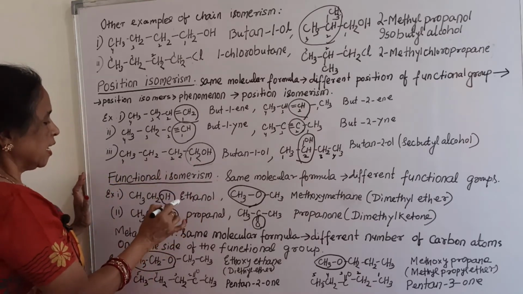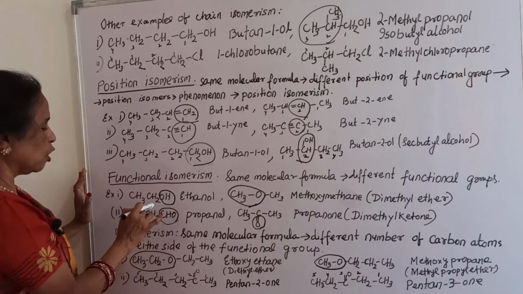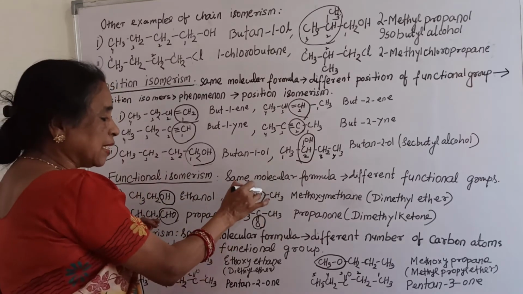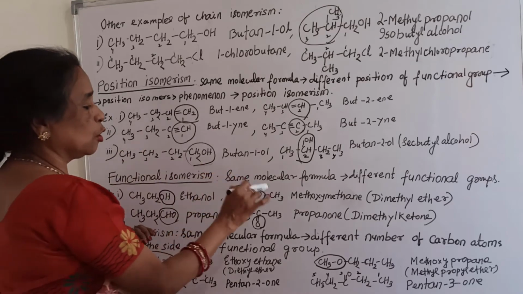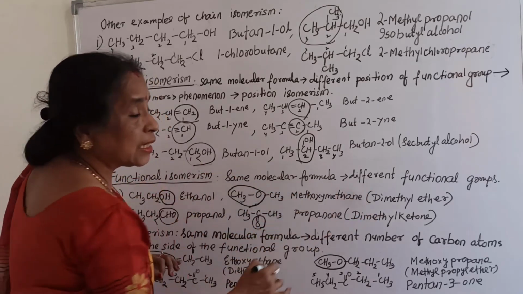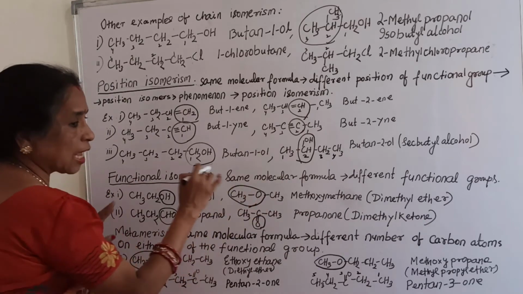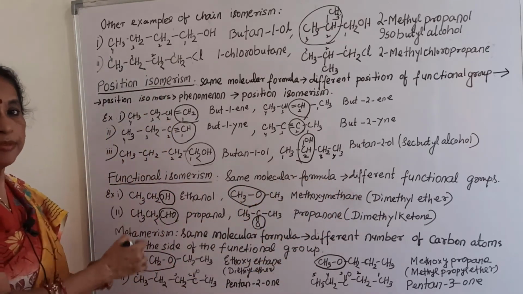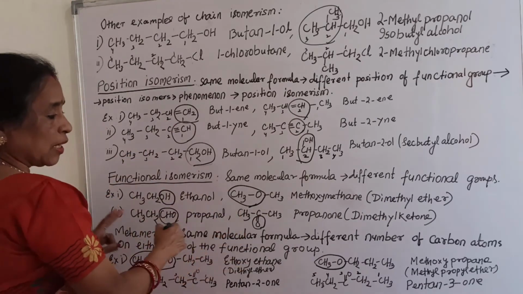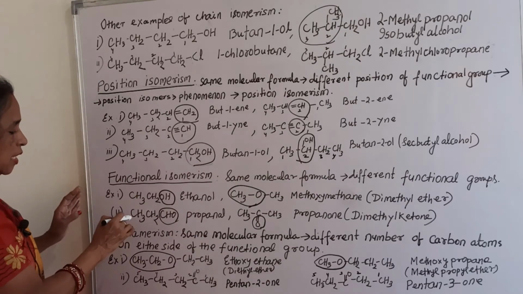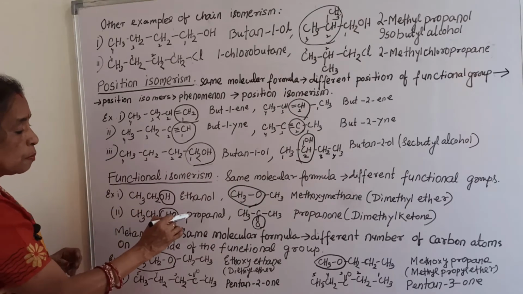Now let us check. Ethanol, because it has an OH group and 2 carbons, ethanol. And here 2 carbons, but in the middle there is an ether group. So what is the name? Methoxymethane. And what is the common name? Methyl two times, so it is dimethyl ether. The IUPAC name is methoxymethane. Second example, CH3CH2CHO, propanal.